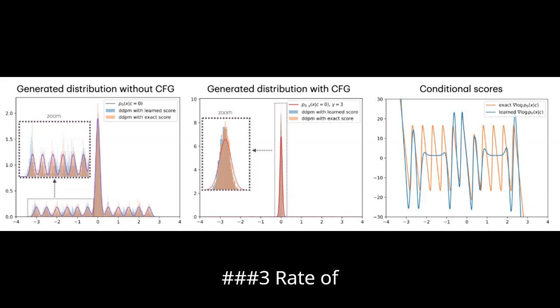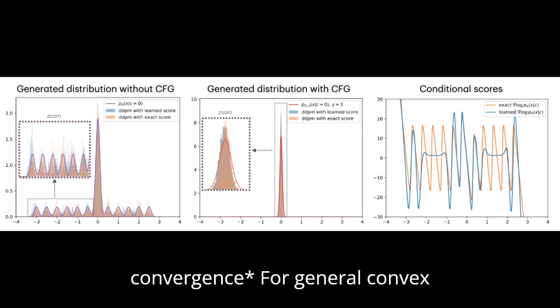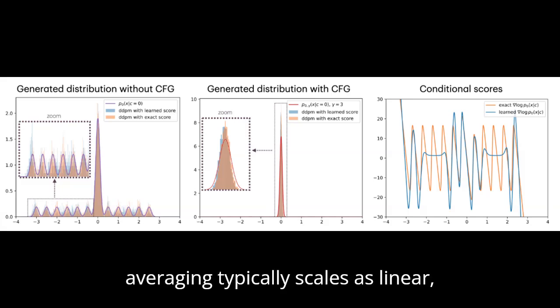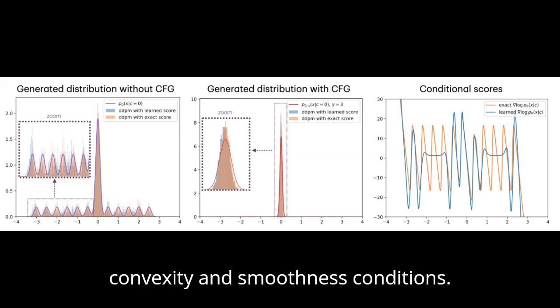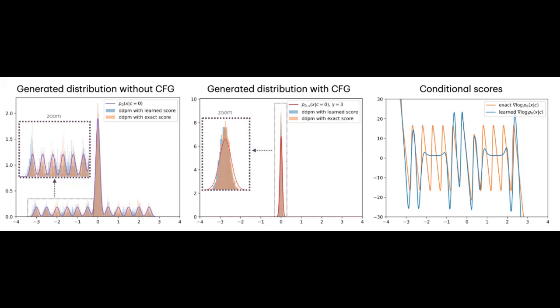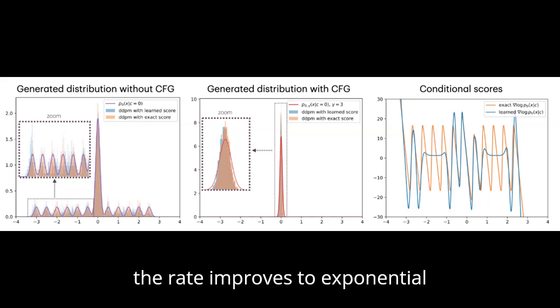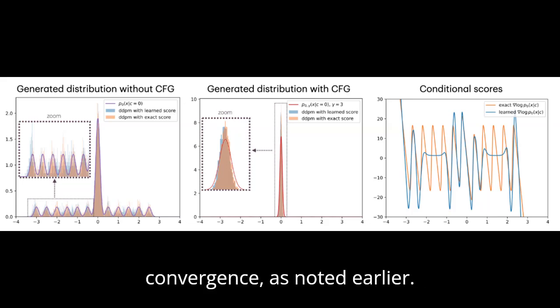3. Rate of convergence. For general convex functions, the convergence rate of GD with averaging typically scales linearly, depending on the strength of the convexity and smoothness conditions. However, for strongly convex functions, the rate improves to exponential convergence as noted earlier.